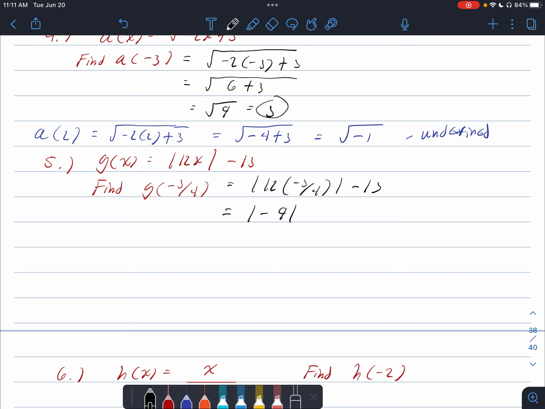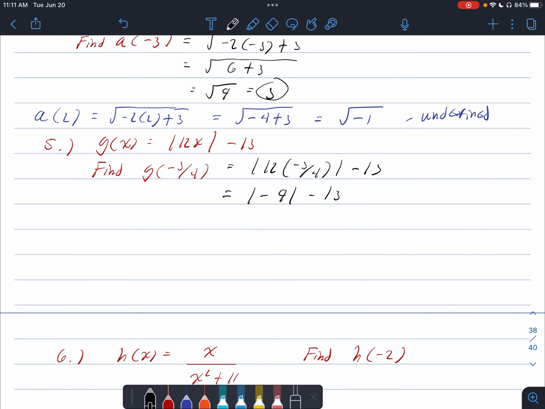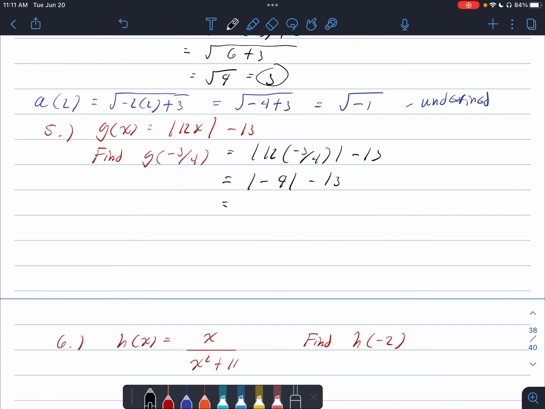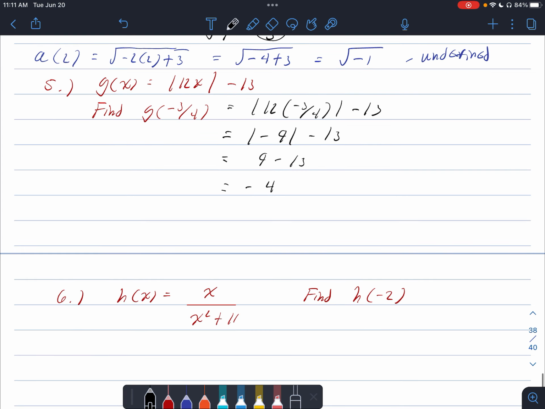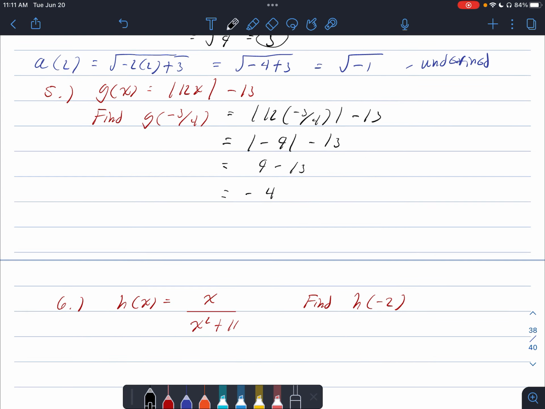minus 13. We get that because 3/4 of 12 is 9, but it's negative, so we have negative 9 minus 13. Okay, and we know the absolute value of negative 9 is 9, so we have 9 minus 13. Okay, and we know that 9 minus 13 is negative 4. So g of negative 3/4 is negative 4.